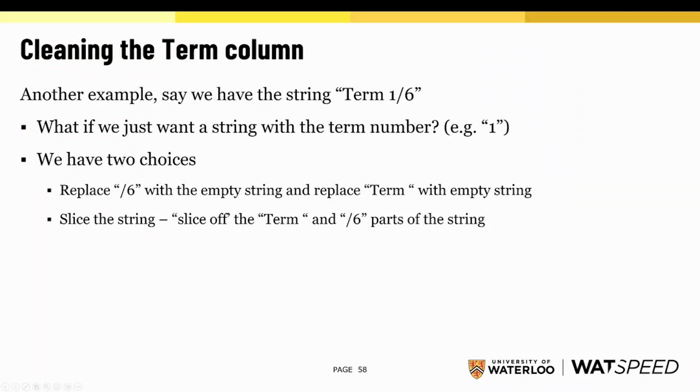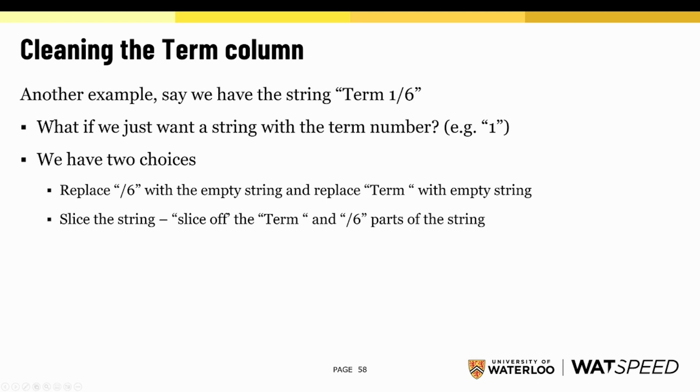Let's clean the term column. In our example, we have term in this string format, term 1 out of 6. We just want the term number. That's what we're going to turn back into a numeric value.